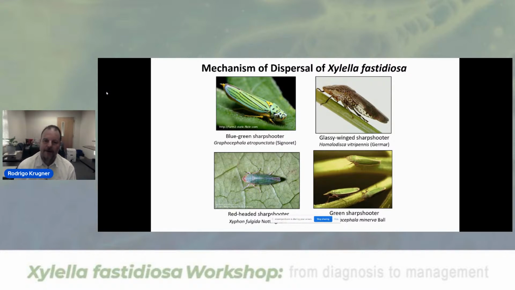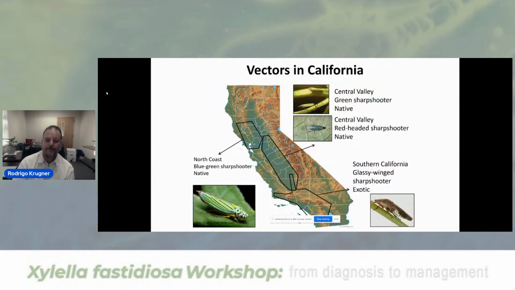Xylella fastidiosa in California can be transmitted by about 14 different species of insect vectors. These are the 4 main ones: the blue-green sharpshooter, Graphocephala atropunctata, the glassy-winged sharpshooter, which is an invasive species that I'll focus on in my talk today, the red-headed sharpshooter, and the green sharpshooter. So California is a long strip. Up north, on the northern side of the state, and also coastal areas, the main vector is the blue-green sharpshooter. It likes a colder climate. It cannot stand the heat here in the valley and also in the desert areas down south.